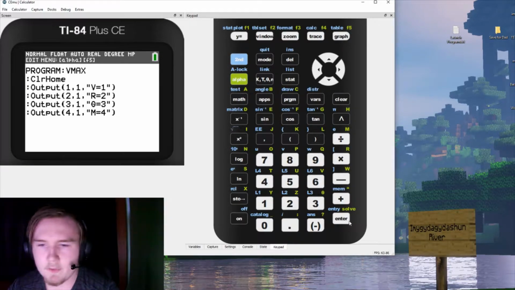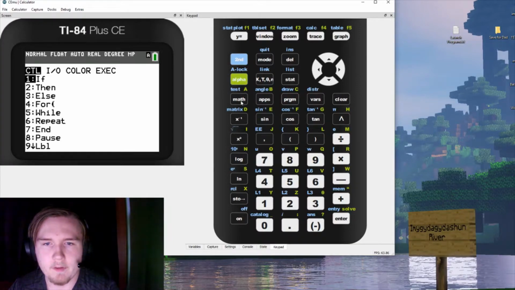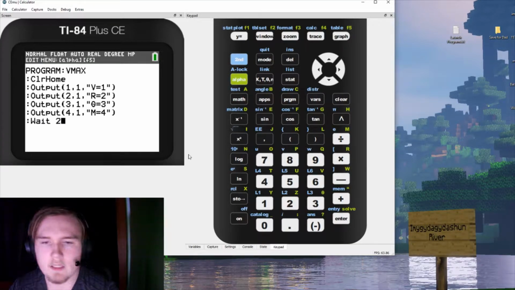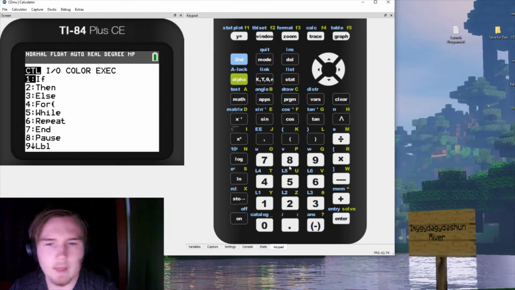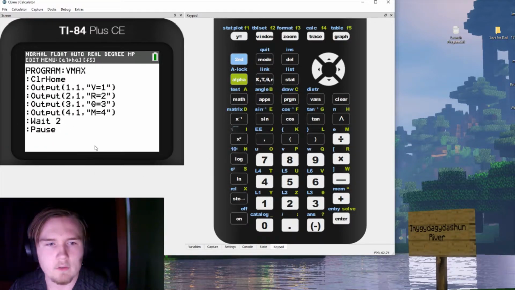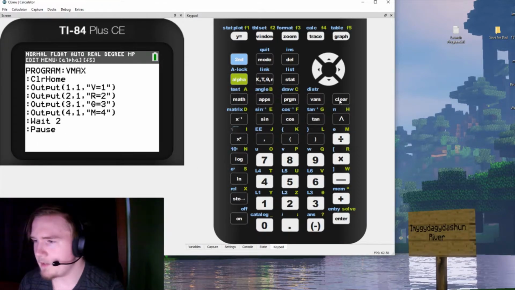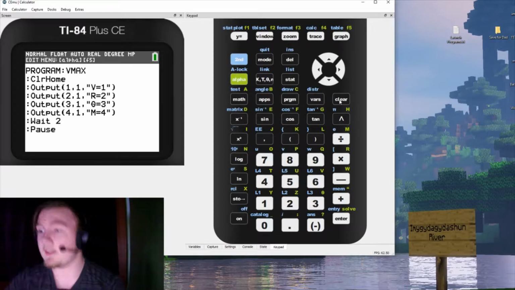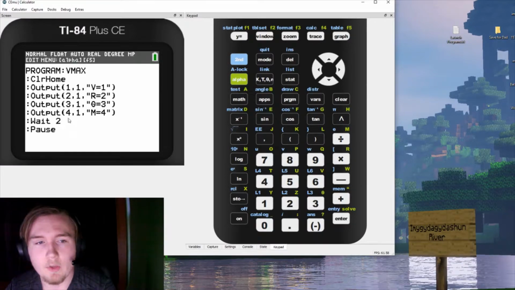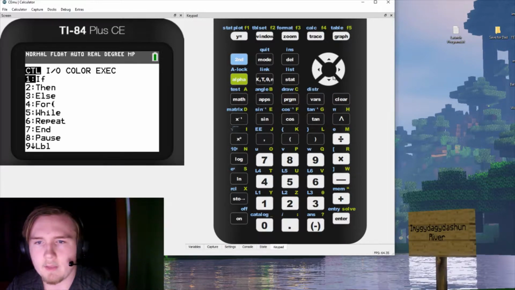Now, this is the first wait command. You're going to go program, alpha, math, and that's wait, and then 2. If you were on the non-color, you would want to go program 8 for pause. Don't put anything else after that, just have it pause. When it pauses, you will have to press enter yourself, and then the program will continue. It does some weird things, which is why all of these need to be one number higher. So just pay attention to that. I'm going to keep going.